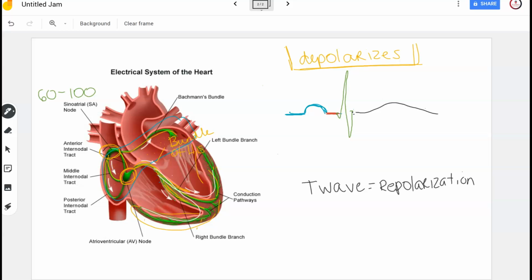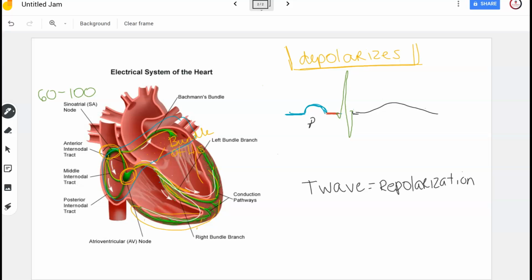Now, the P wave should be particularly symmetrical. Okay, it should look kind of like a cute little bump. QRS is going to have different morphologies depending on various views of the heart or if there's any sort of underlying issue. And the T wave should be asymmetrical.